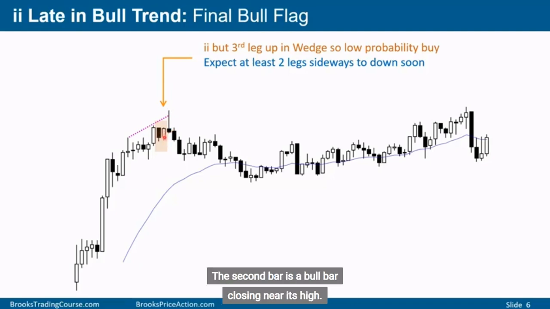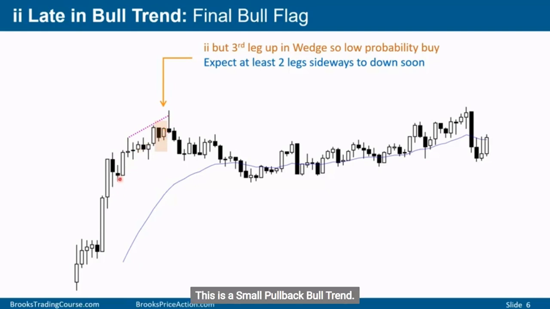The second bar is a bull bar closing near its high. This is a small pullback bull trend. It could go up much further before you finally have a reversal. If a person did buy on a stop above the high of that bar, he would get out below this bear reversal bar. And a person who's flat would look to short below that bear bar, even though it has not fallen below the II.